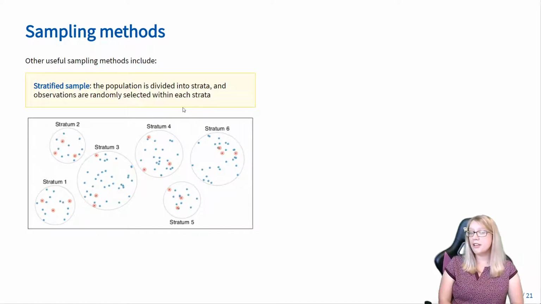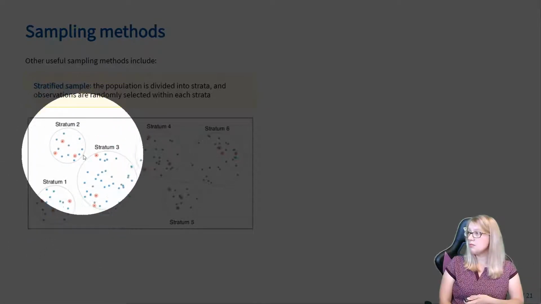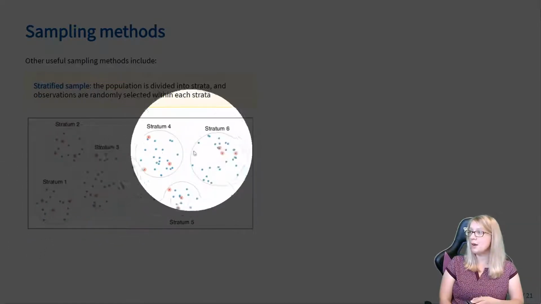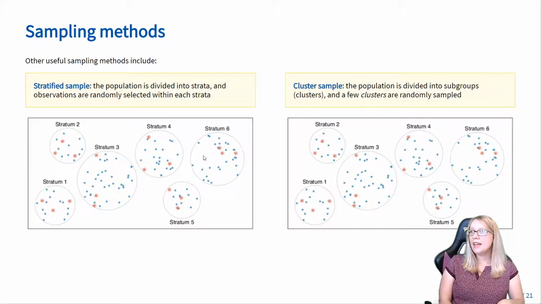Well, one very useful type of sampling is what's called a stratified sample. The population is divided into smaller groups, which we refer to as strata, and then we randomly select observations within each of these strata. In our illustration, we'll pick 3 from stratum 1, 3 from stratum 2, 3 from stratum 3, and so on, to make a sample of 18. In a cluster sample, the population is divided into subgroups or clusters, and a few clusters are randomly sampled.